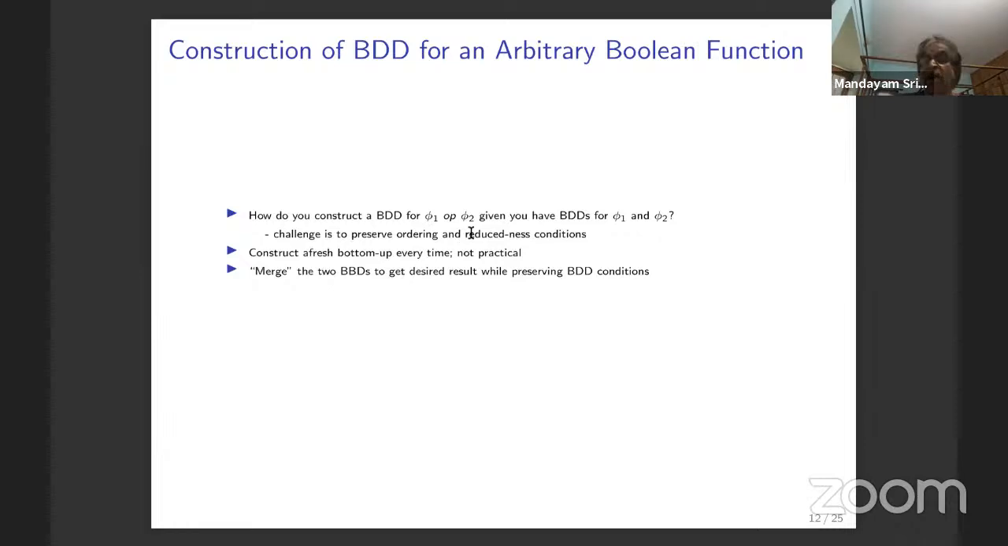Unless the function represented by the BDD itself has no compact representation, then you are in trouble. So we'll show you a way of merging the two BDDs. All these require a certain kind of data structure, so that walking through the BDDs can be done in an efficient way. These are some of the things that I will take you through in the rest of the lecture.